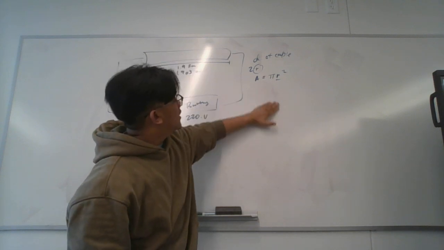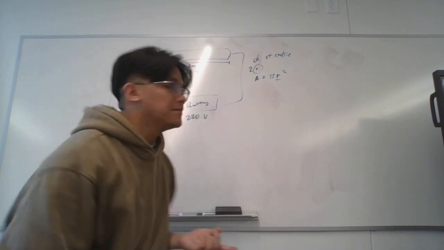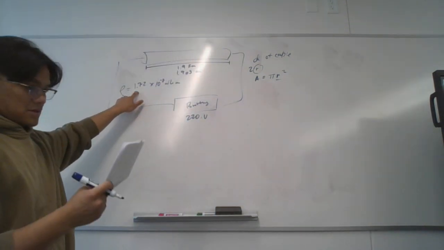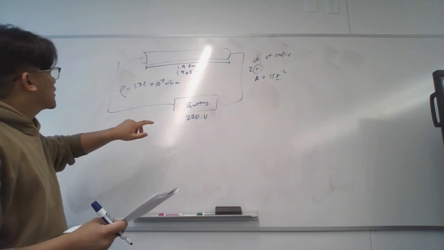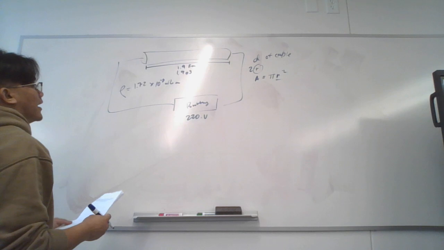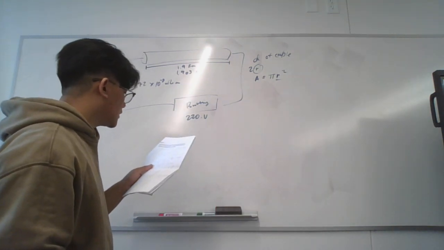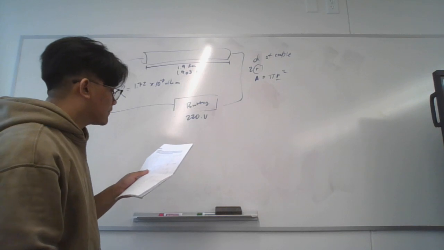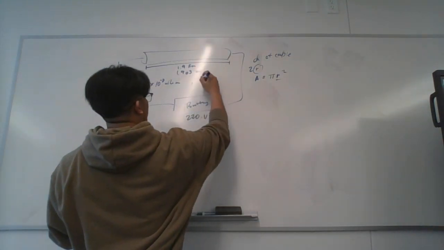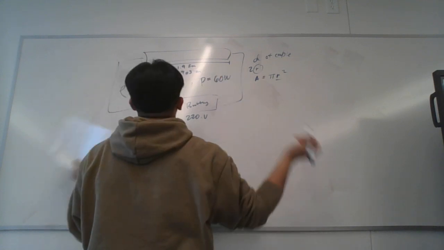We can use the current density, J, which is related to R, and it's also related to the resistivity. Oh, and we also have that it produces heat at a rate of 60 watts. So we also have power here. Power equals 60 watts.